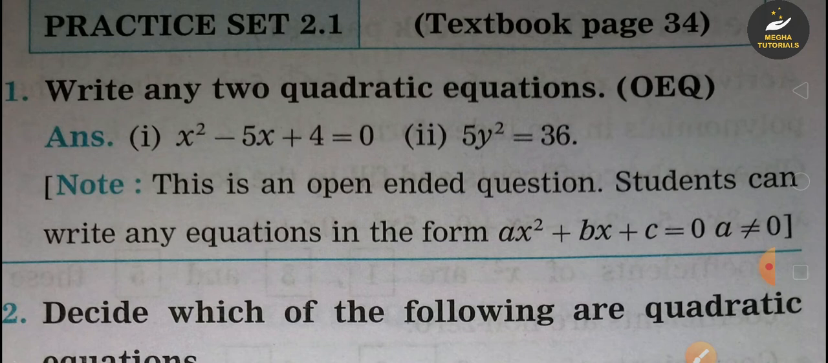Everyone's answer will be different in this case. So I have written two equations. First equation is x square minus 5x plus 4 is equal to 0, and second equation 5y square is equal to 36. Okay.